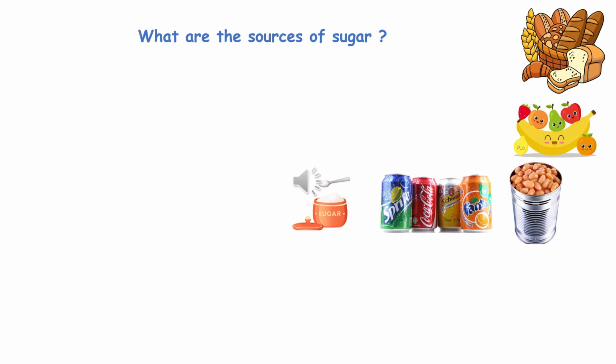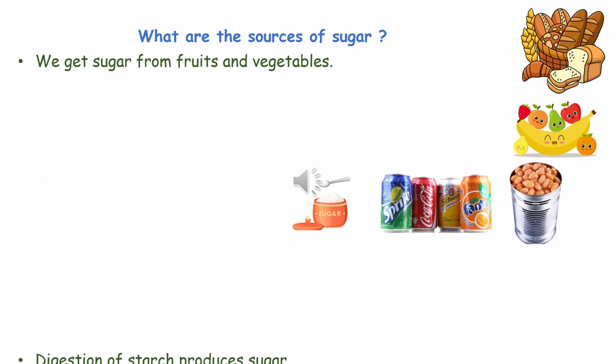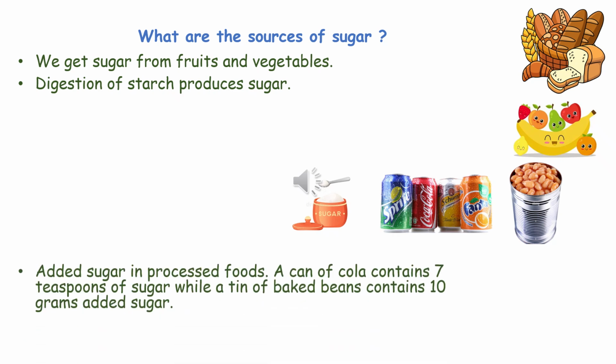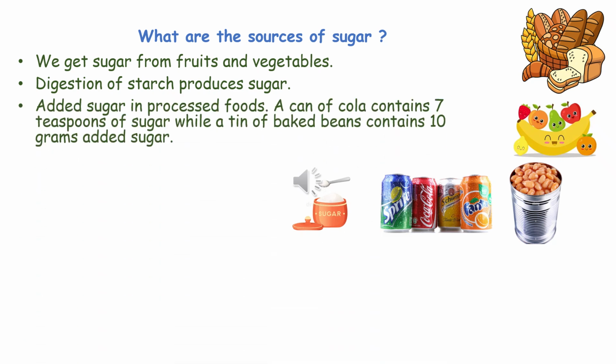We get sugar from fruits and vegetables. We also get sugar from the digestion of starch. When you eat a food that contains starch, such as potatoes, rice, or pasta, your digestive system breaks down the starch and changes it into glucose sugar. Later, we will know what is the relation between starch and glucose sugar. For now, we know that the digestion of starch produces glucose sugar.